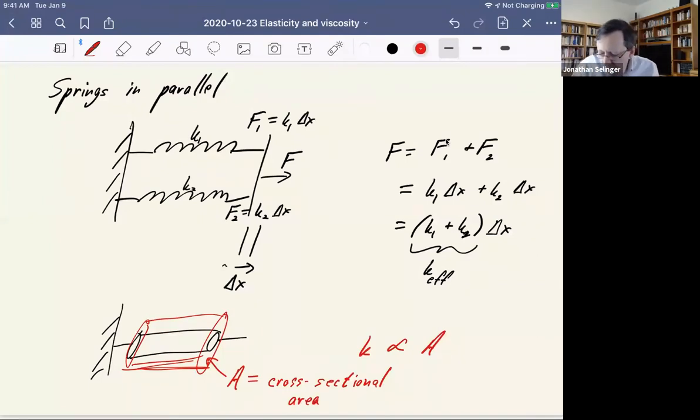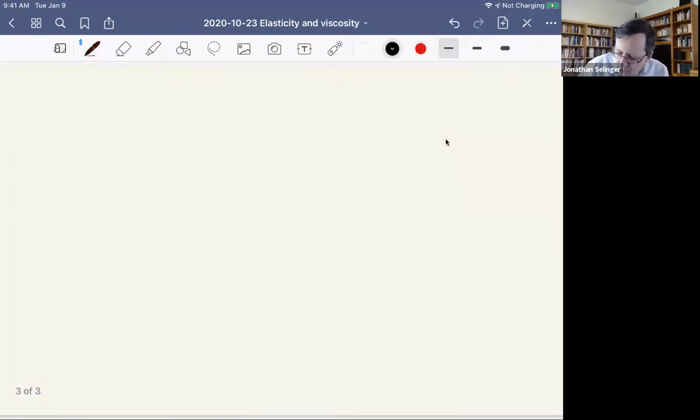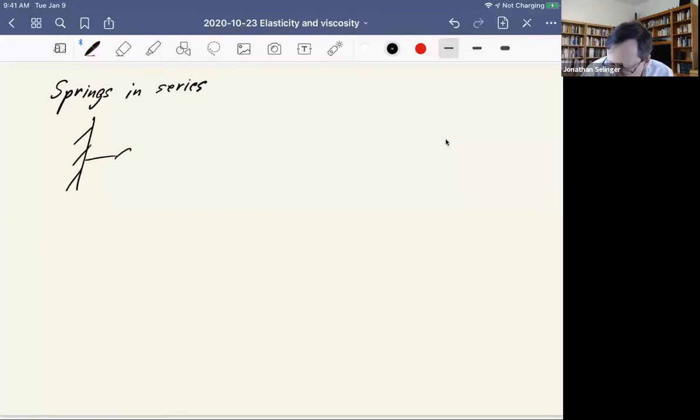Now, what about if we have springs in series? So if we have springs in series, let's see. So here's one spring with a spring constant K1, and here's another spring with a spring constant K2. So if we pull here with a force F, then the same force is transmitted everywhere along the line.